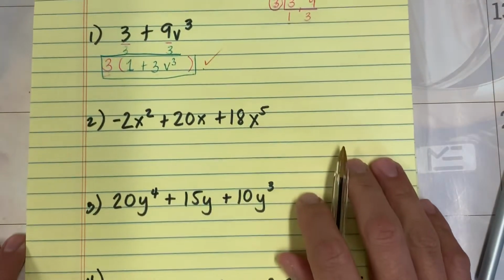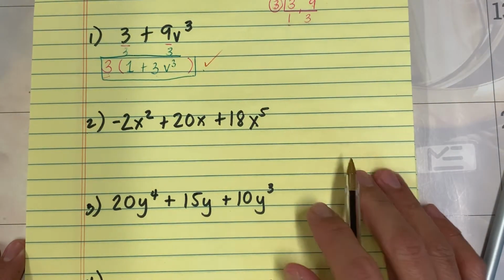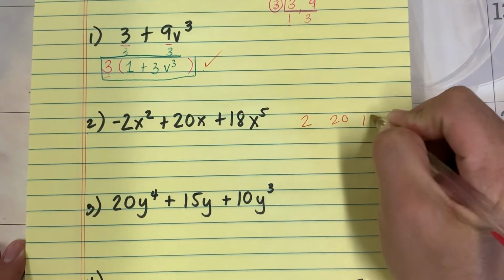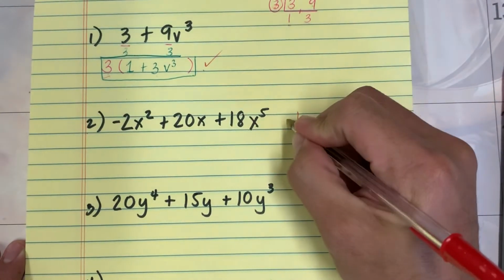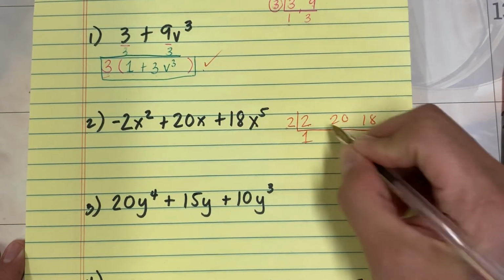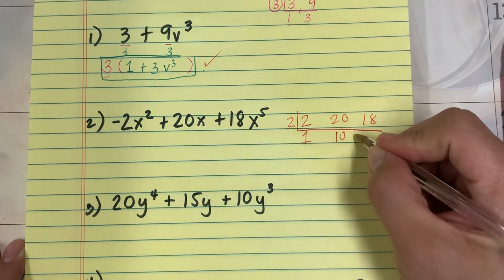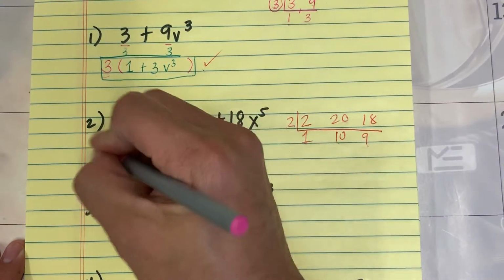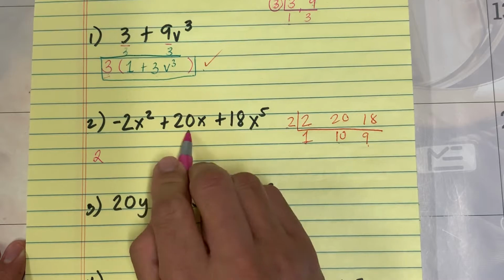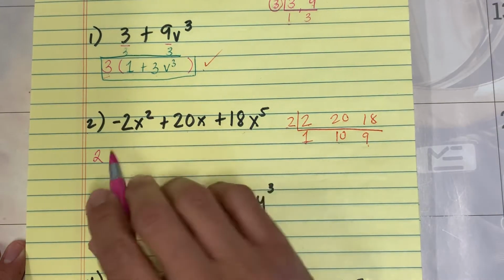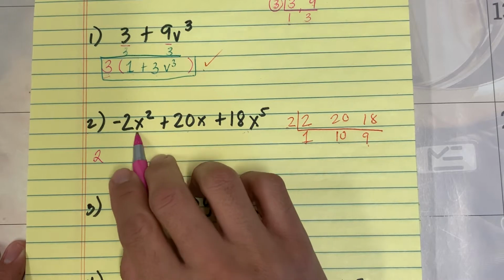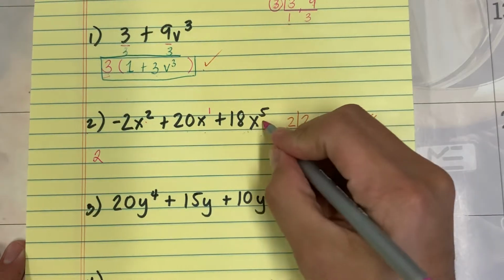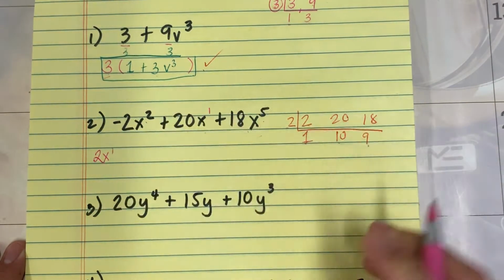That's it. Number 2. Negative 2x squared plus 20x plus 18x to the 5th power. What's the GCF between 2, 20, and 18? All of them are divisible by 2. 2 divided by 2 is 1, 20 divided by 2 is 10, 18 divided by 2 is 9. And 1, 10, 9 have nothing else in common, so the GCF is 2. Do all of them have x? Yes, they do. Pick the smallest power of x. This is x squared, that's x to the 1st, and this is x to the 5th. So x to the 1st will be part of the GCF.